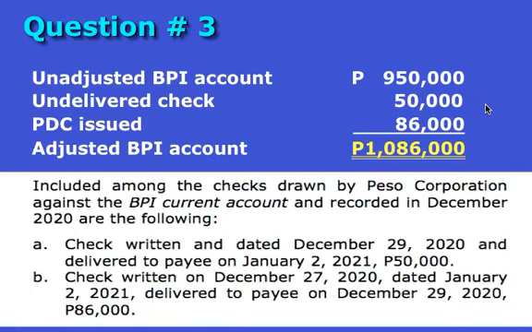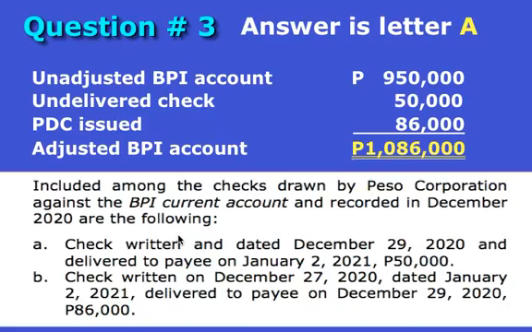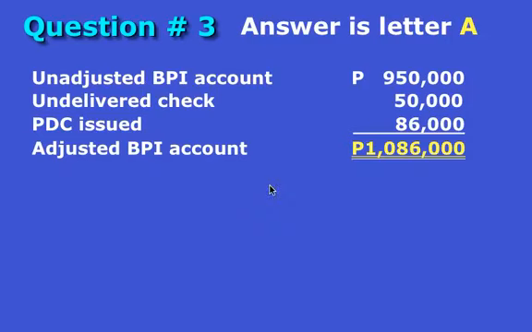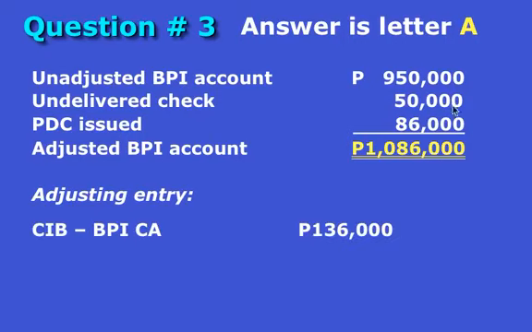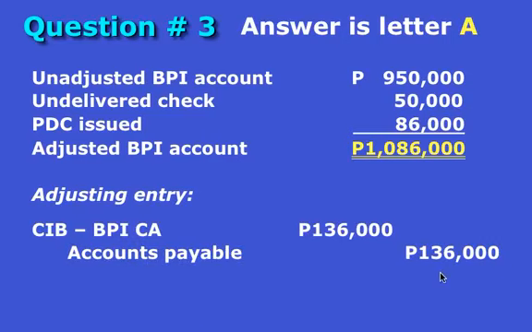As adjusted, number 3, letter A. Adjusting entry. Again, yung undelivered check and post-dated check issued, still part of cash and accounts payable. Adjusting entry: debit cash in bank, BPI account, total; credit accounts payable.